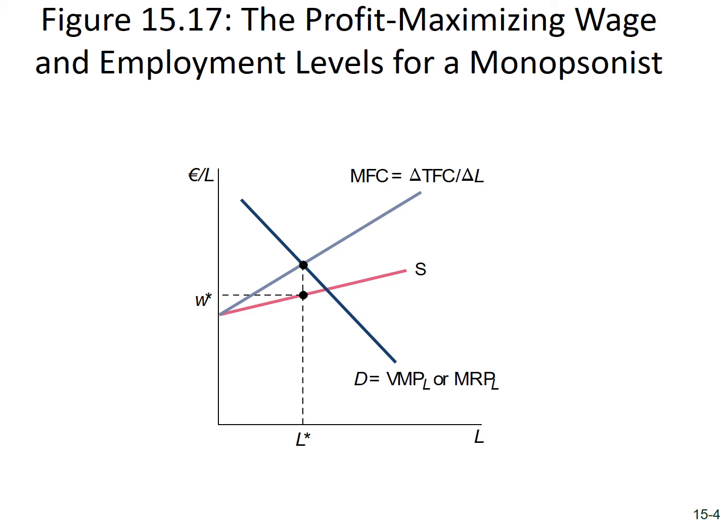Here, at the optimum level of employment, the firm will choose L star. So L star is the intersection between the demand for labor and the marginal factor cost. At this level L star, the firm sets a wage equal to W star. How is this different from a competitive setting?